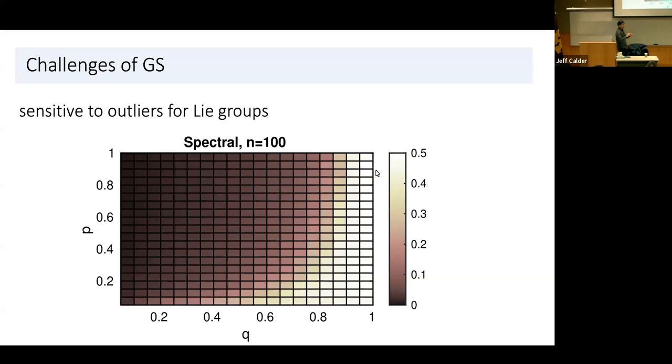P is the probability of connecting two nodes with an edge. But Q is, if you have an edge, the probability of it being corrupted.